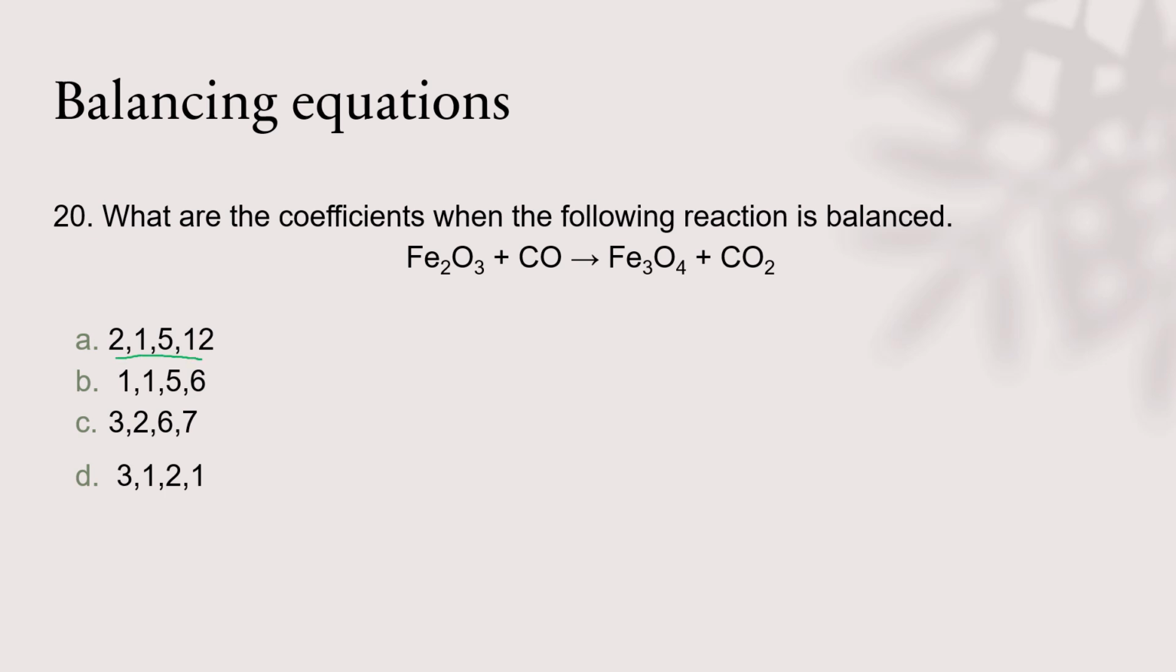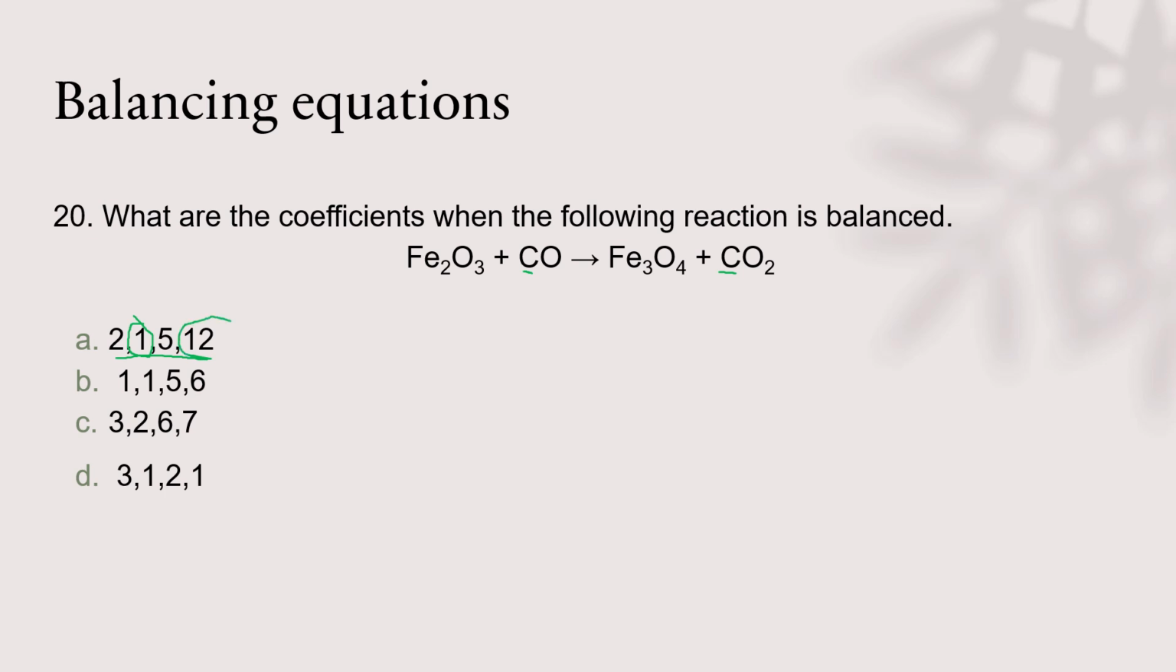For instance, if we were to plug in letter A, I'm going to focus on just the carbons here, because if you'll notice, carbon is only in one spot on the reactant side and on the product side. So if I can balance out my carbons, everything else should follow suit. For choice A, we got a 1 in front of the first carbon and a 12 in front of the second.